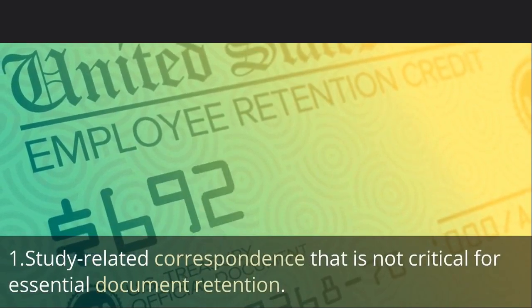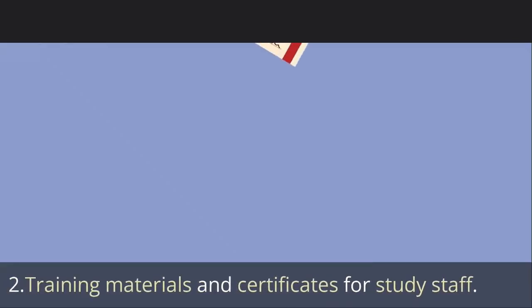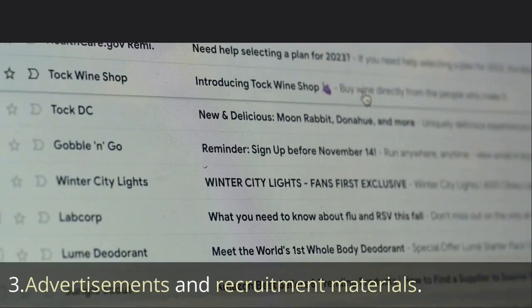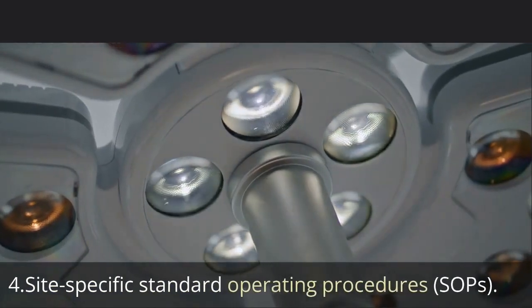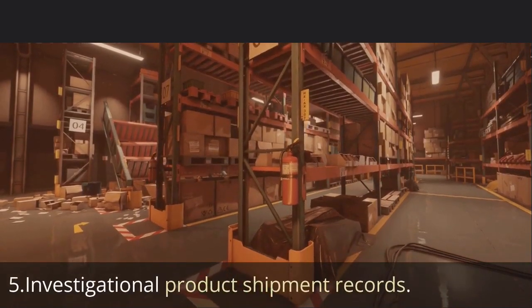1. Study-related correspondence that is not critical for essential document retention. 2. Training materials and certificates for study staff. 3. Advertisements and recruitment materials. 4. Site-specific standard operating procedures, SOPs. 5. Investigational product shipment records.